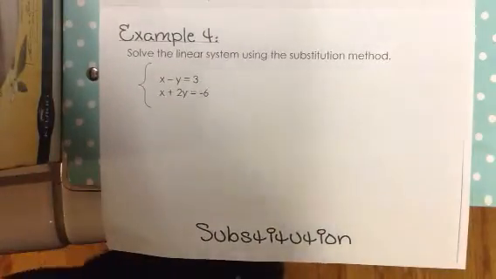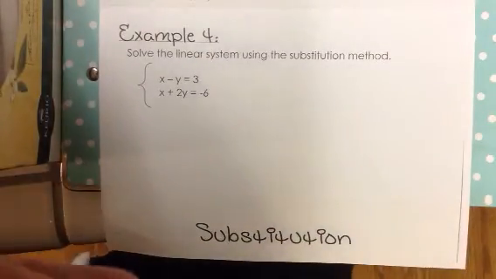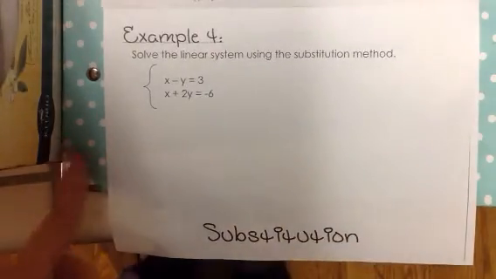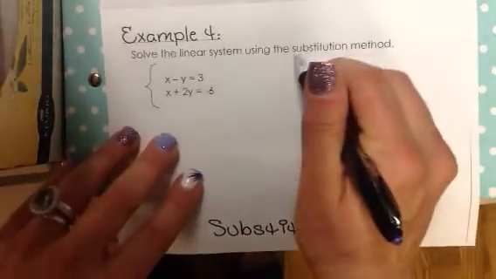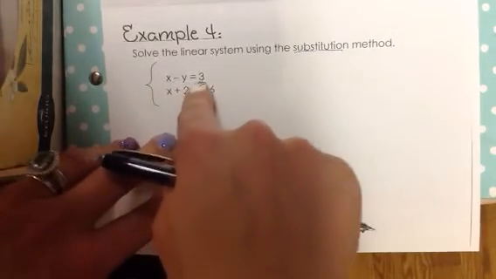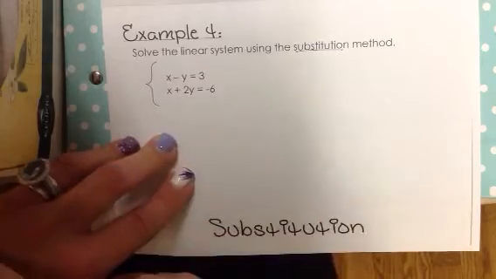Alright, pause the video now and try this one on your own. And when you are done, you can hit play and see how I did it. Okay, so we've got two equations here that they want us to solve using the substitution method. So we have to use substitution. I have x minus y equals 3 and x plus 2y equals negative 6.